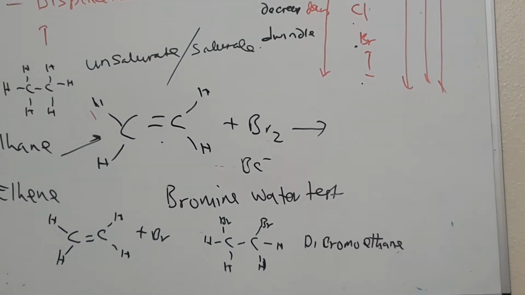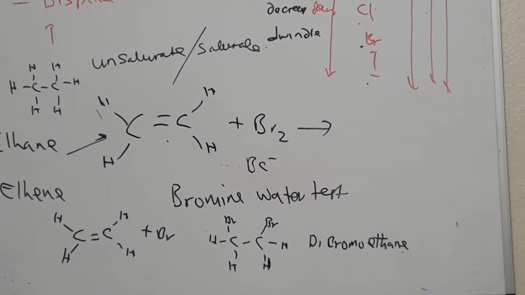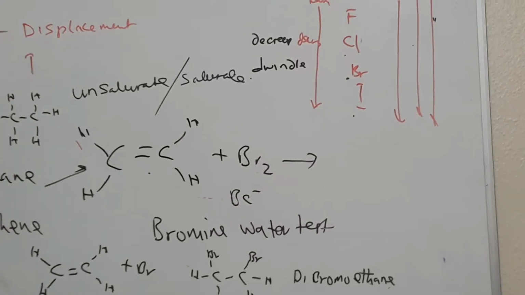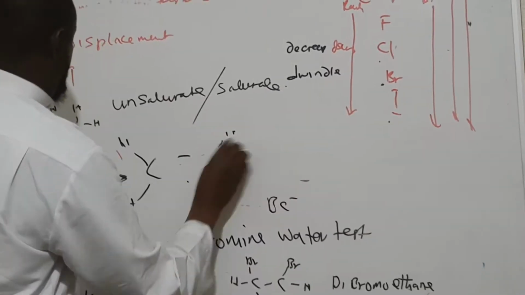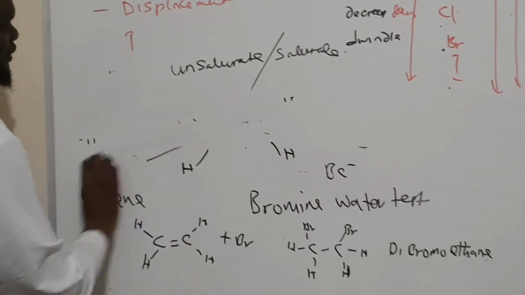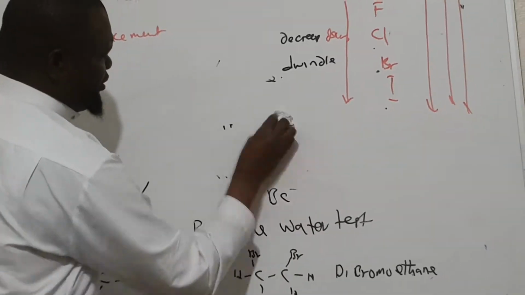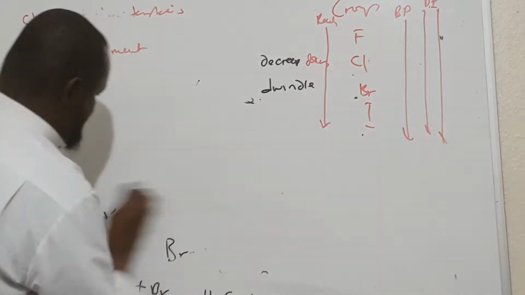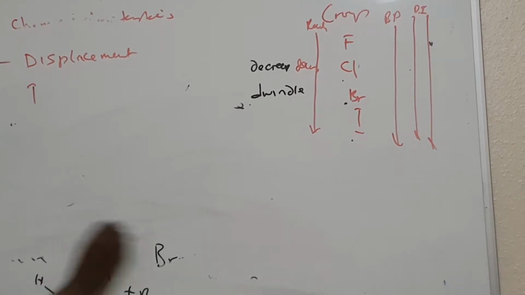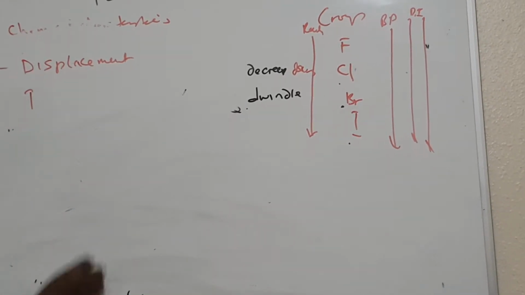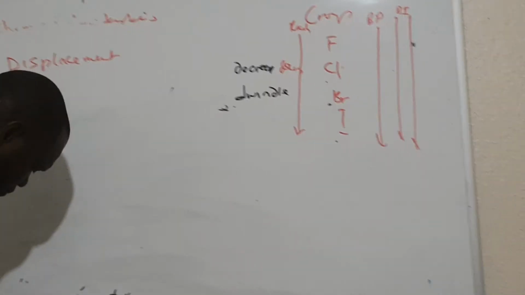Called dibromoethane. Ethane, it's called the bromine water test. Now, that's what happened here. Yes, same idea. Basically the same idea.